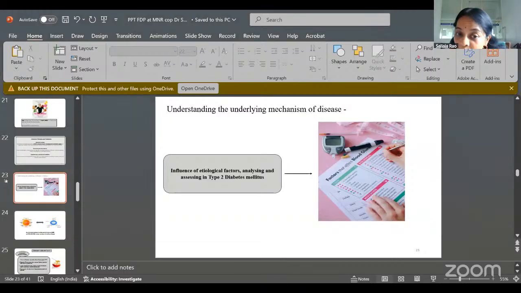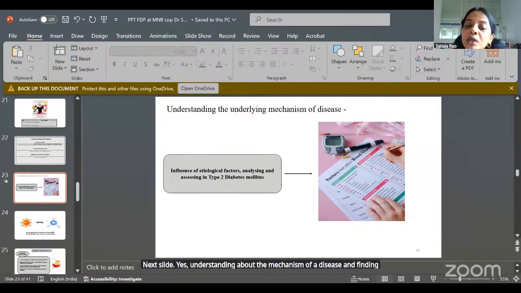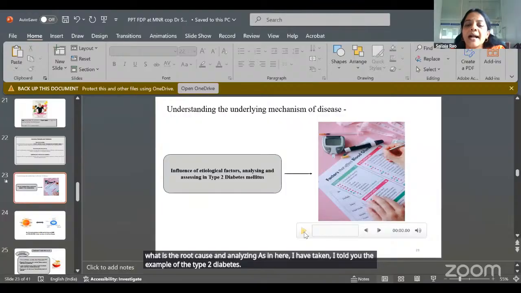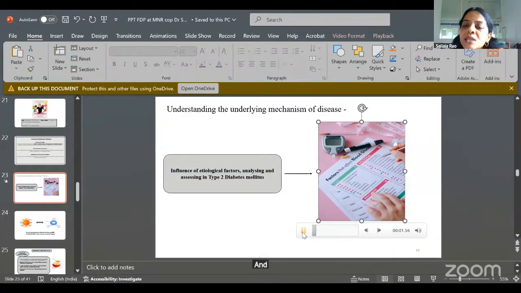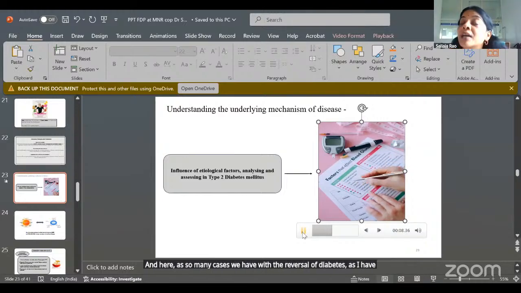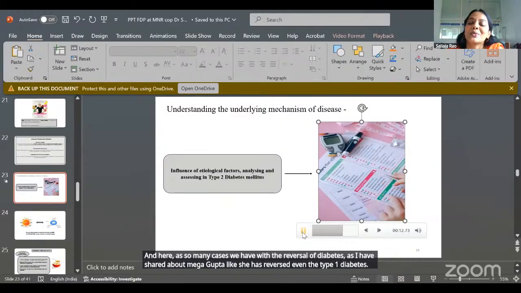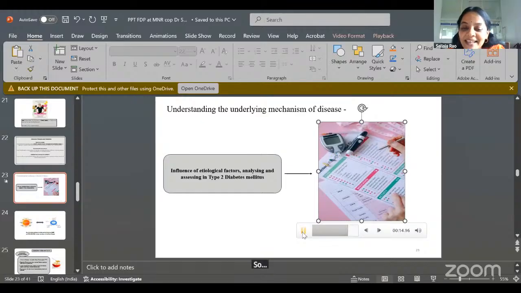Yes, understanding the mechanism of a disease and finding out what the root cause is, analyzing, assessing. Here I have taken, as I told you, the example of type 2 diabetes. And there are so many cases of the reversal of diabetes, as I have shared about Megha Gupta, who has reversed even type 1 diabetes. So it's like that. Then next slide.